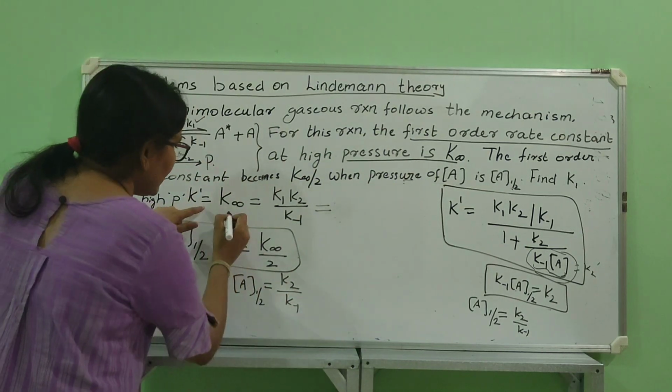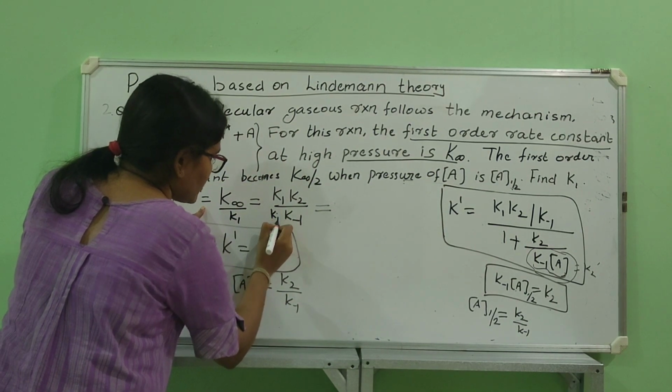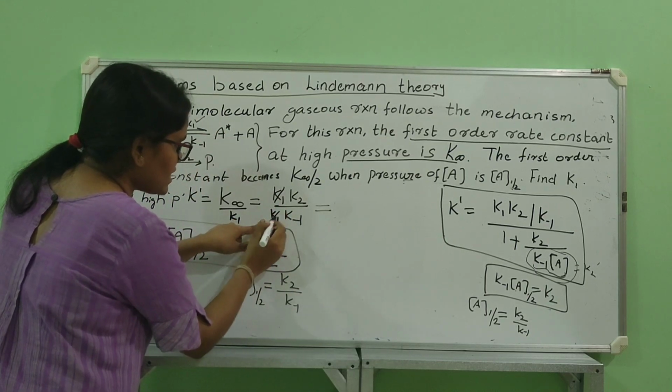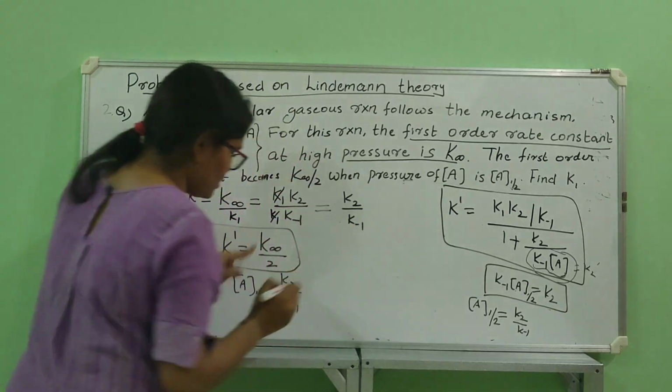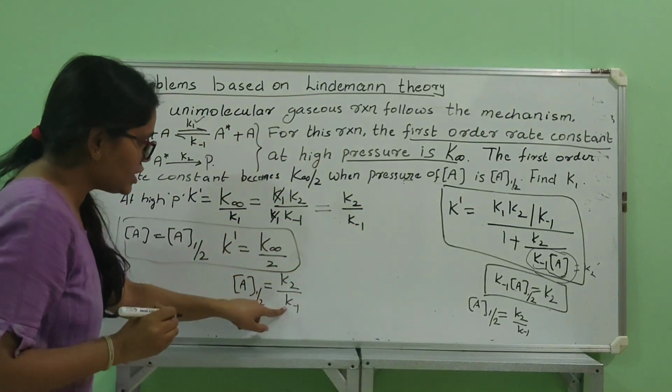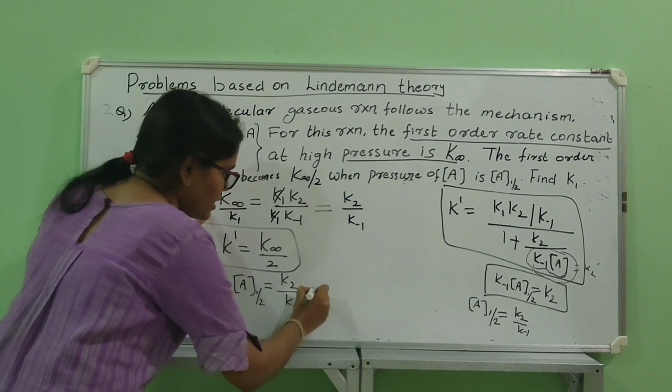So I'll divide K infinity by K1. So what will I get? K1 gets cancelled and this becomes K2 by K minus 1. So A half is equal to K2 by K minus 1, and K2 by K minus 1 is equal to K infinity by K1.